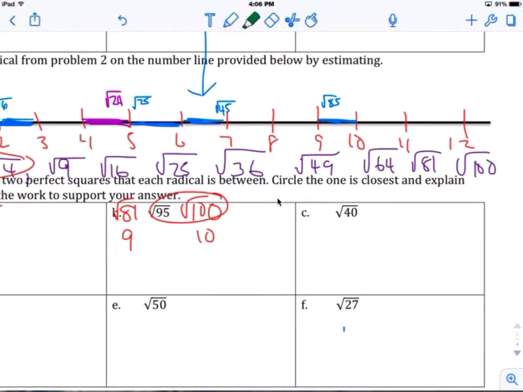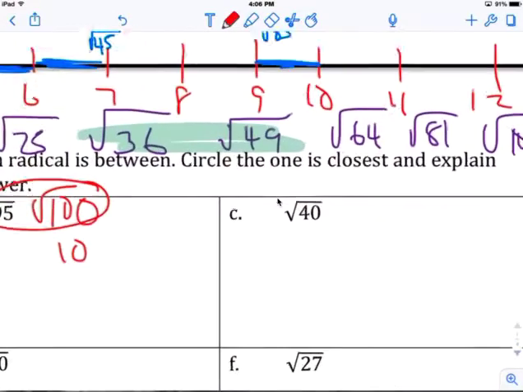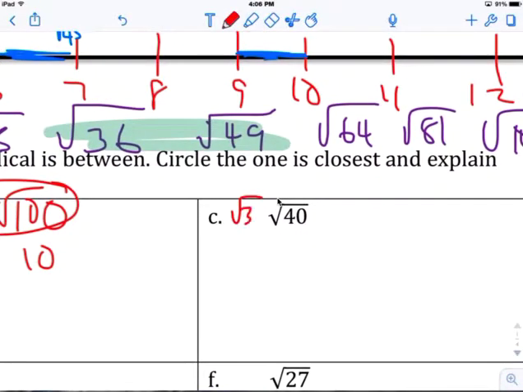40 is in between these two numbers. Square root of 36. Oh God, I'm so tired. 6 and 7. It's between 6 and 7. I hope I didn't wait too long.